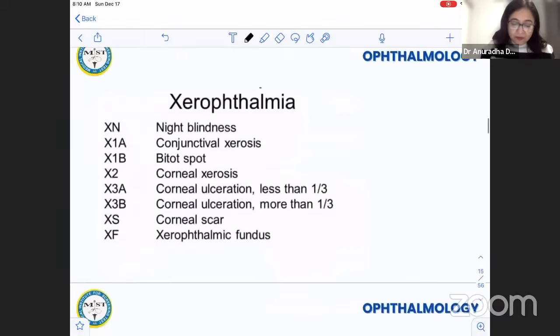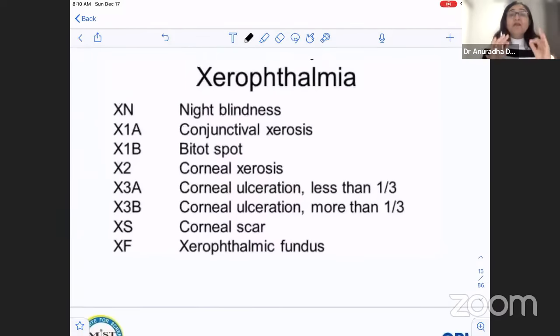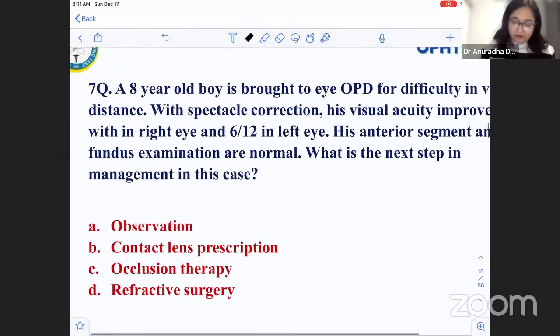Please remember the WHO classification of vitamin A deficiency signs in the eye, under the heading of xerophthalmia. First symptom the patient will have is night blindness. First sign you will see on the eye is conjunctival xerosis, that is extreme dryness of the conjunctiva. Then Bitot spot, followed by corneal xerosis. Then keratomalacia or corneal ulceration and the stage of corneal scarring. The changes you see in the fundus are pigmentary changes, called xerophthalmic fundus. Very simple question. Please do not forget this.